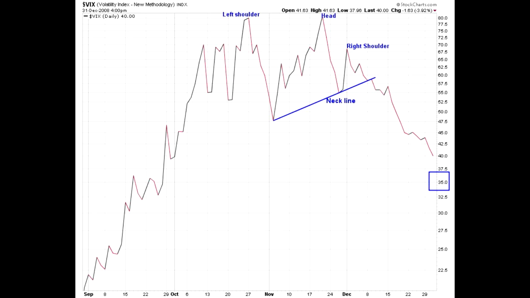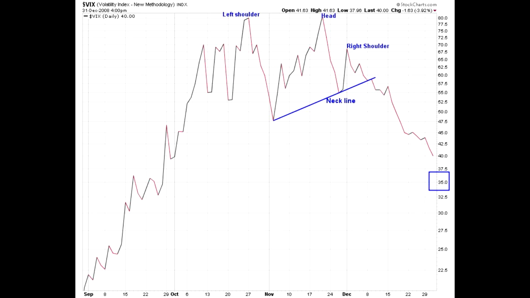By connecting the lows that occurred after the left shoulder and head were formed, we identify the neckline. Once the neckline is violated, the pattern is complete and the prices will move lower. To see this pattern in action, consider the volatility index. In October, a strong uptrend took the VIX near 80 before a sell-off.